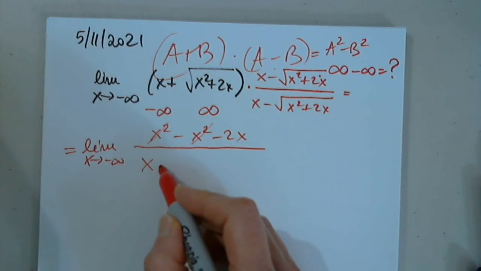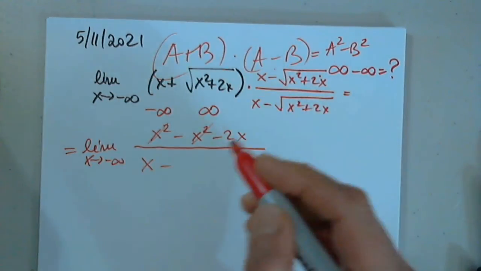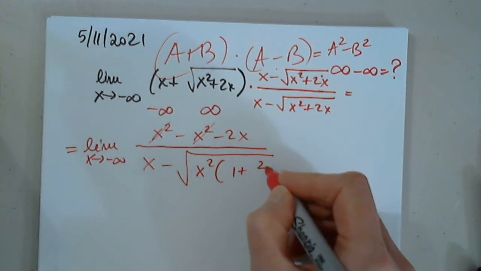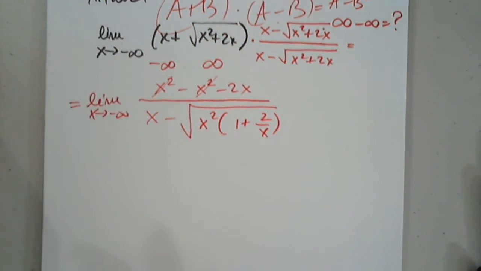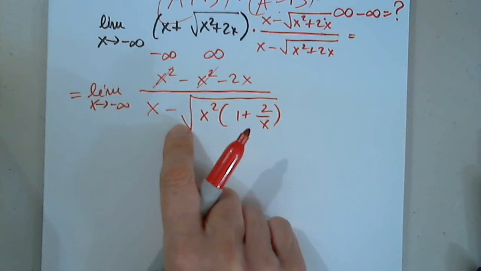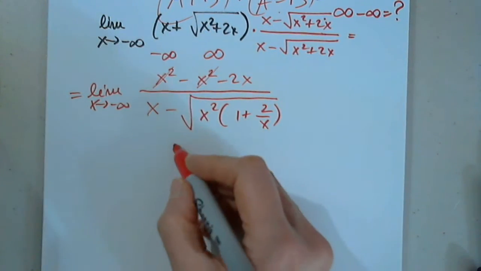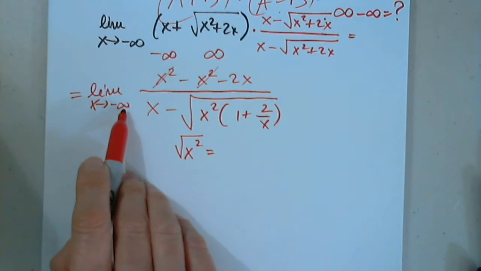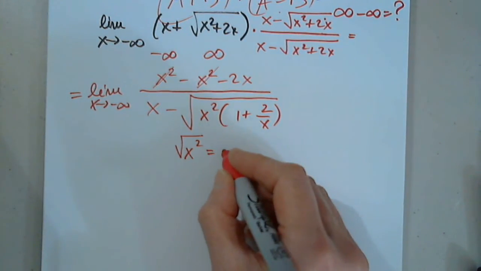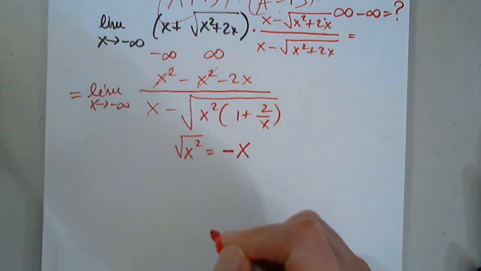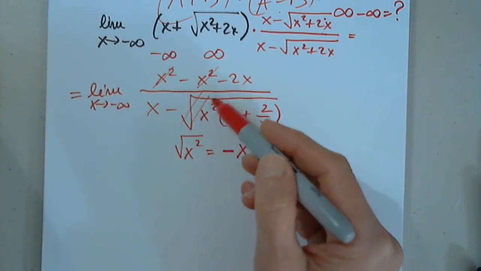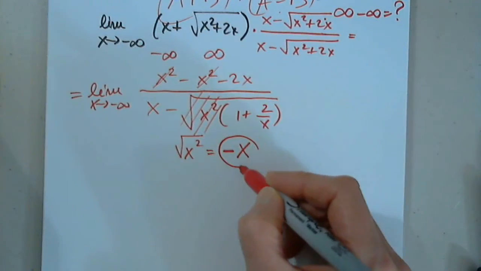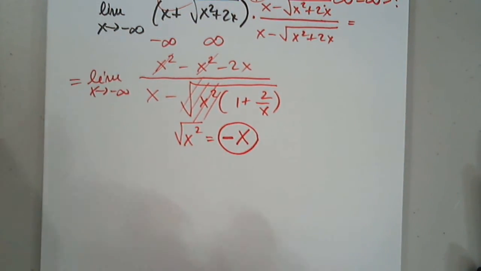The denominator has to be factored, so I will factor out the degree, as you remember, 1 plus 2 over x, and then I have to factor it out. And when I factor it out, it will be the square root of x squared, but since x approaches negative infinity, I have to factor out this. So this piece, just the square root of x squared, will be replaced by negative x.